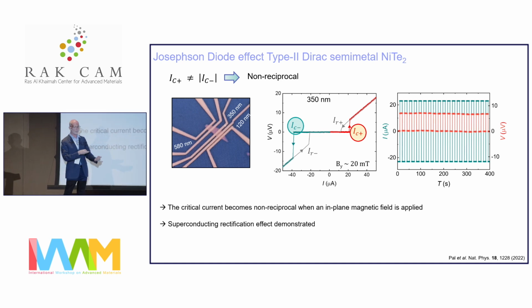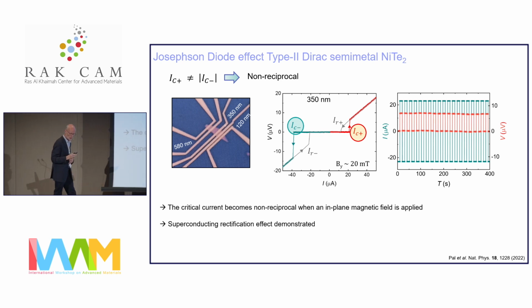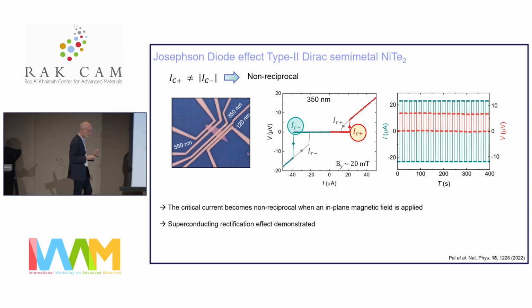We see a diode effect. The critical current for current flowing in the positive direction is of this value. But the critical current flowing in the negative direction is much bigger, 40% larger. So we see a huge asymmetry in the critical currents to suppress superconductivity.